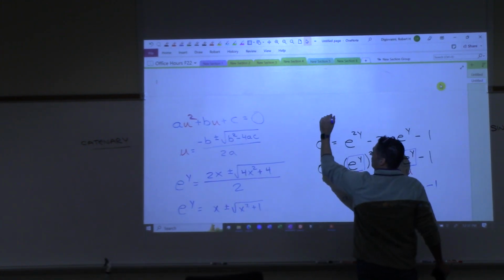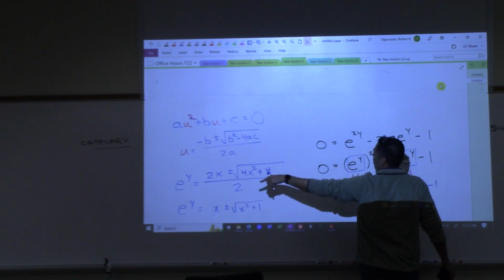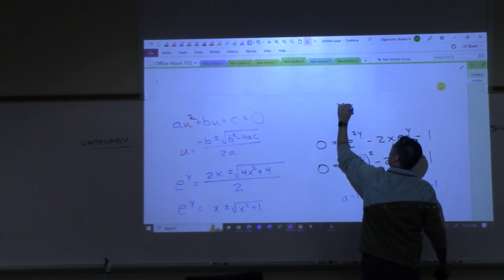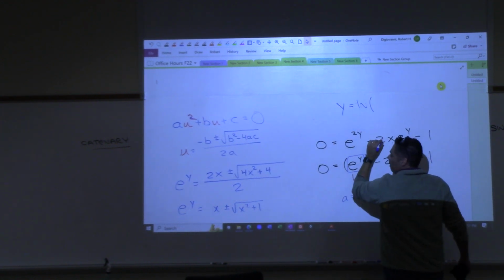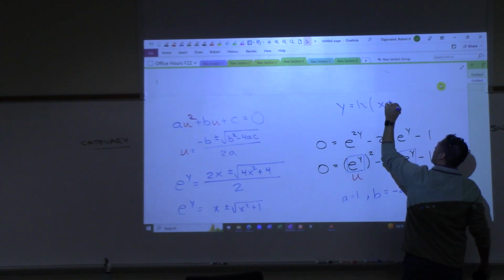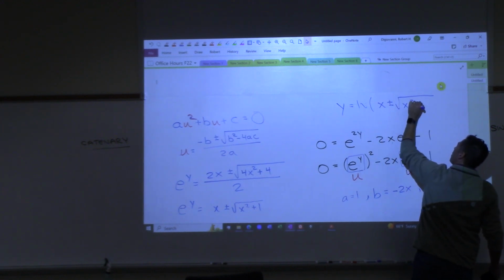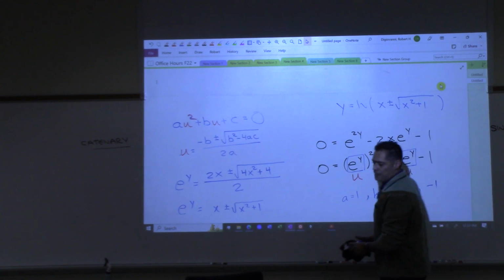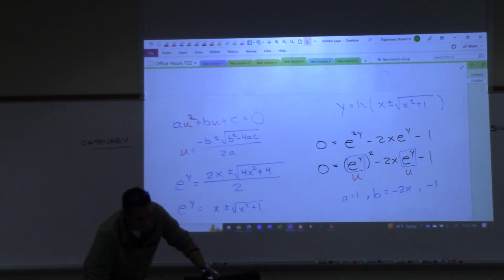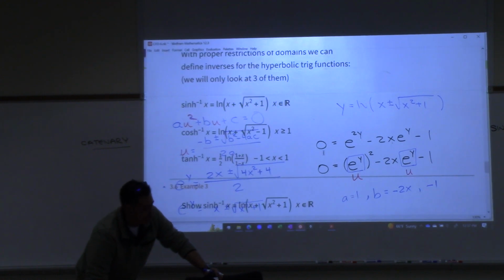So now the left side becomes what? If I take the log on the left? y equals natural log of the right side, x plus or minus the square root of x squared plus 1. Okay. What do we do with the plus and minus? Good. I'm about to point that out.